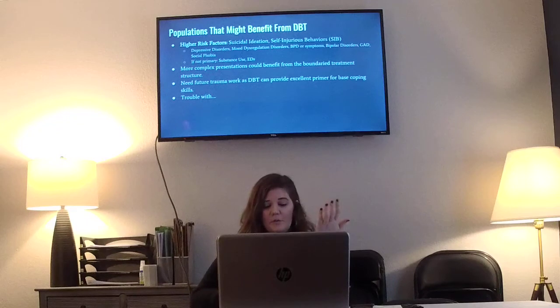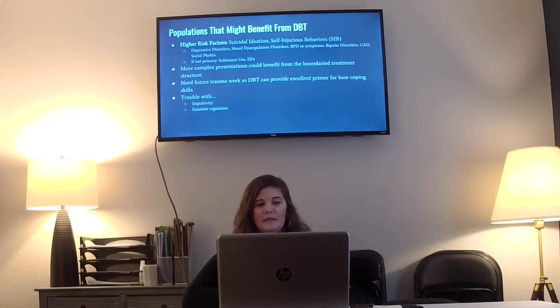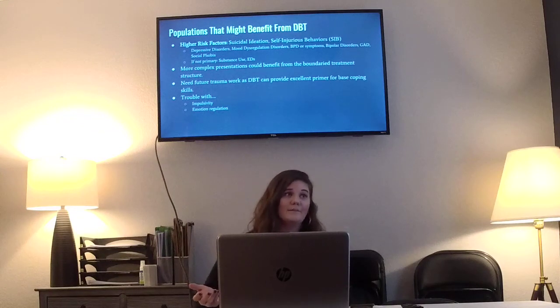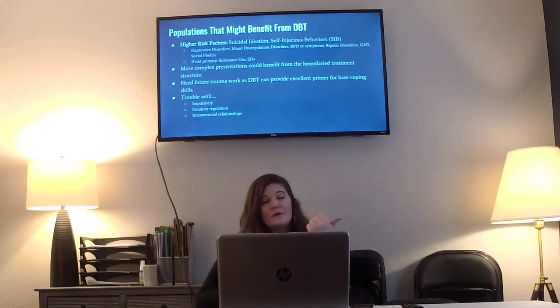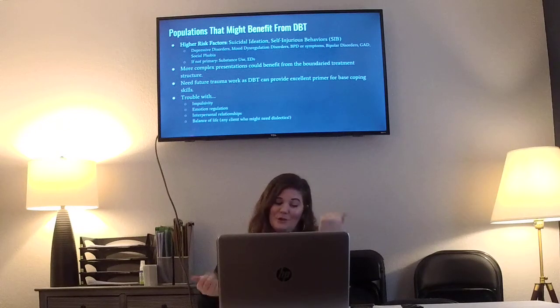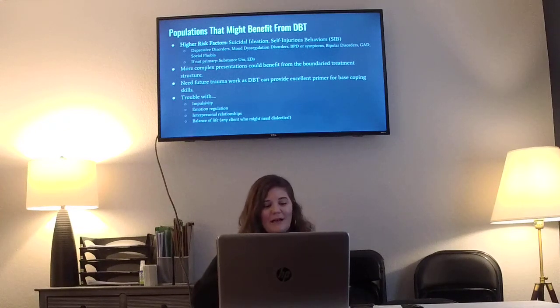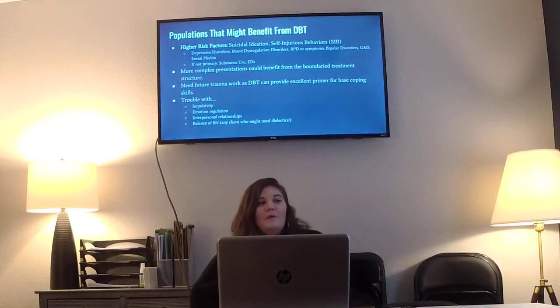Or if you're just having trouble with impulsivity, any emotion regulation, you don't necessarily have a mood dysregulation disorder, but emotion regulation is difficult for you. Or any client who needs help with interpersonal relationships, particularly preteens. And then any client who just needs a balance of life. And that would be that dialectic.